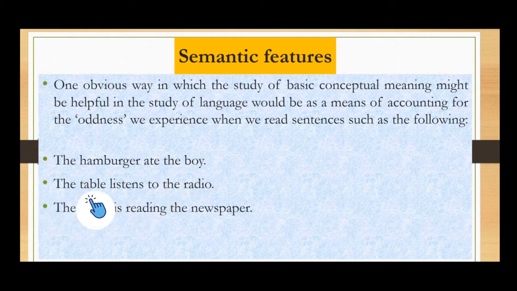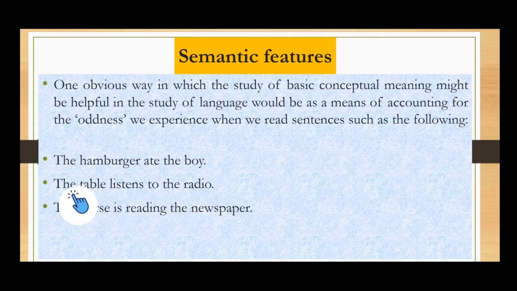Similarly, the table listens to the radio. So we know what a table is. Conceptually, we know the meaning of a table, we know the meaning of listen, and we know the meaning of radio. If we didn't know the meaning of these words conceptually, perhaps the sentence wouldn't look odd to us. The sentence looks odd to us because we know the conceptual meaning of these words.